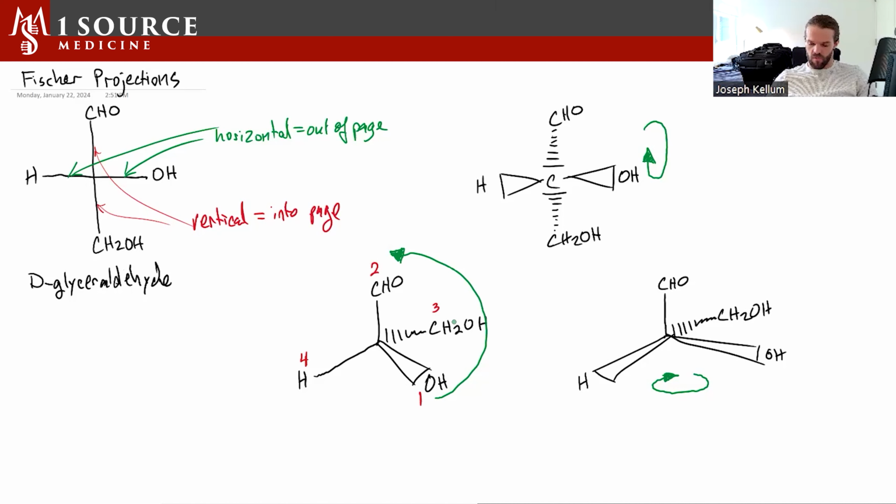So for this reason, we can see that we're rotating counterclockwise, right? And so you would call that S if the lowest priority group were in the back. However, since the lowest priority group is in the plane of the page currently, if it's in the plane of the page or in the front of the page, then you make a counterclockwise rotation R. If it's in the back, then you make a counterclockwise rotation S.